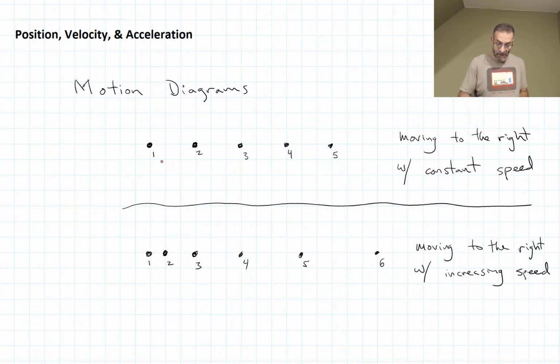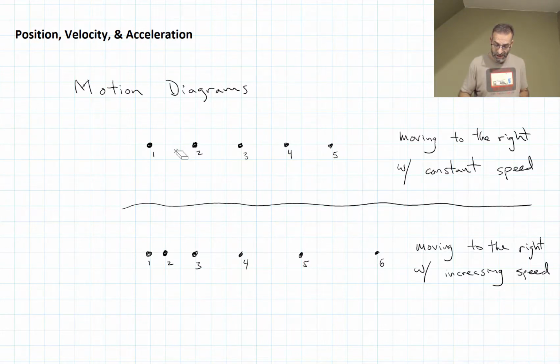In this case, the velocity did not change. The velocity was the same in each time interval because the distance was the same and the time intervals are the same. That means the acceleration is 0 in that first case.